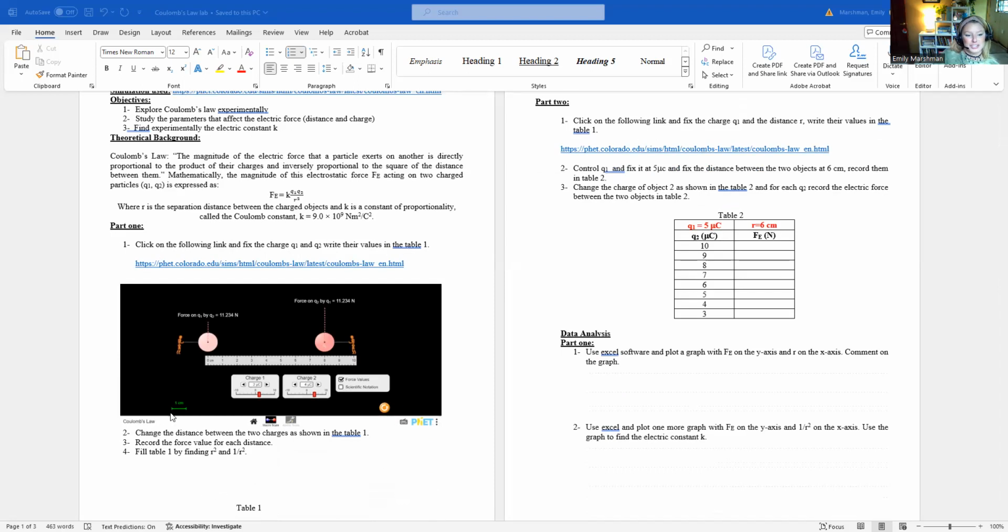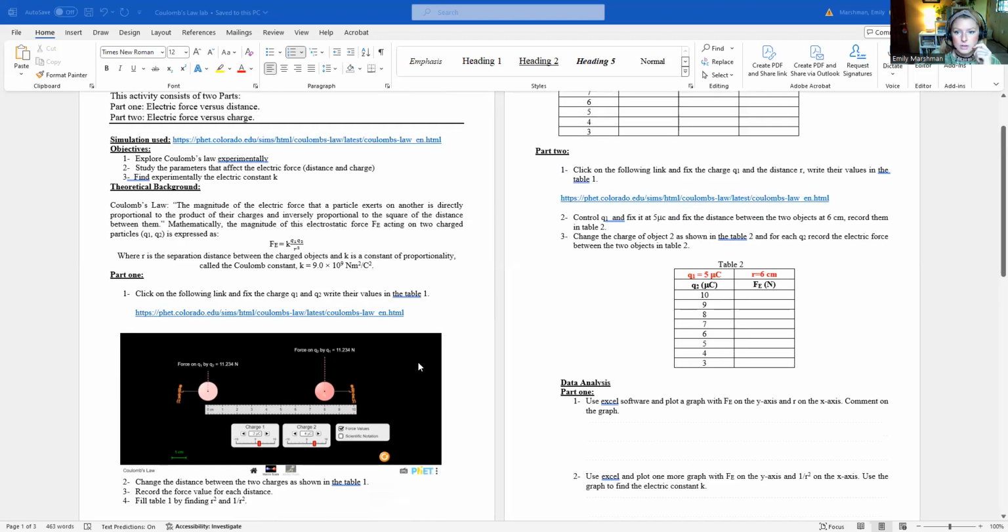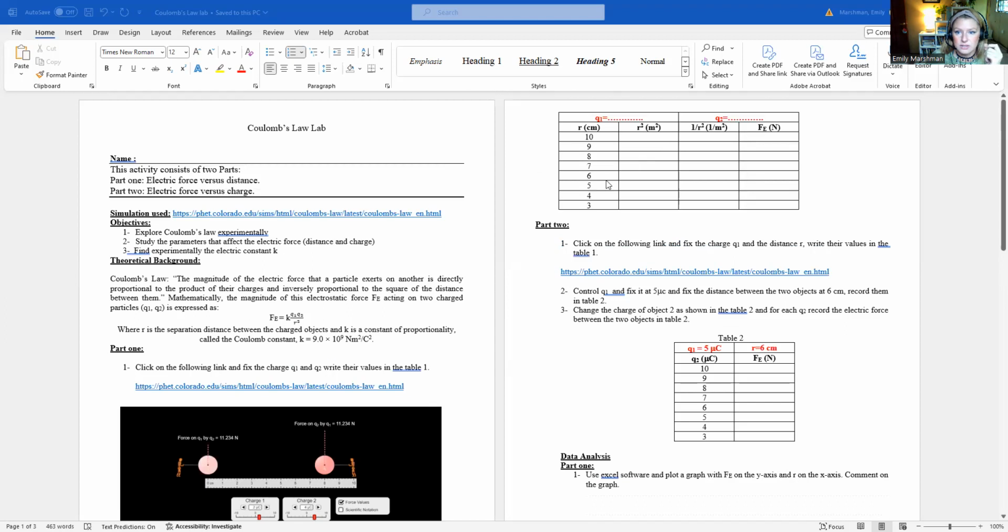Oh, I'm sorry. Part 1 is changing the distance. I switched them around. In part 1, you keep Q1 and Q2 fixed. Whatever you choose, that stays the same. You change the distance between the two charges and record the value of the force between them. Okay? So let's do that. Here's the table that you need to fill out.